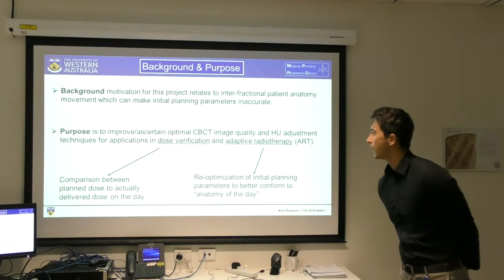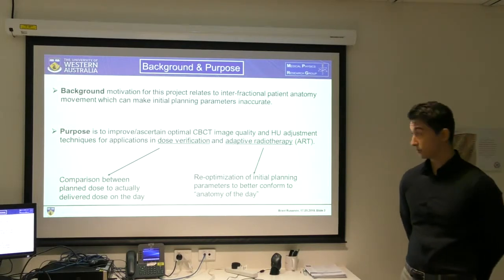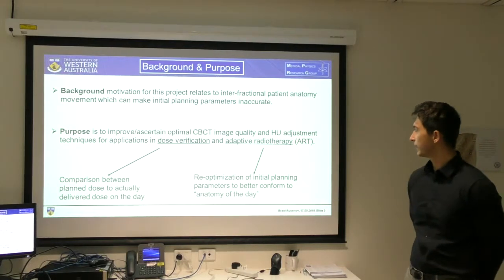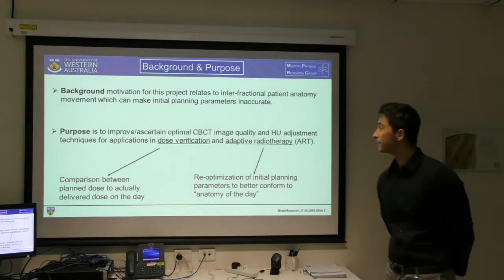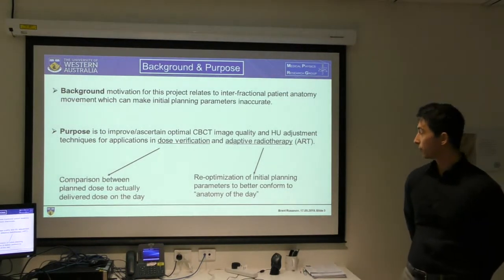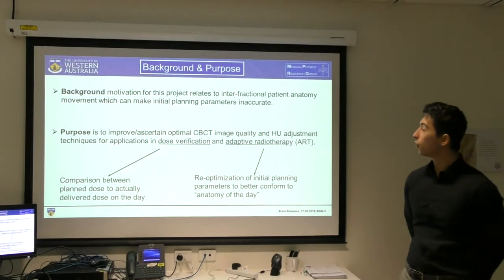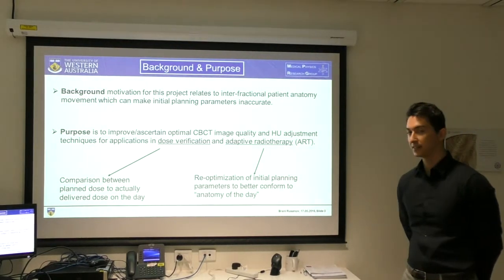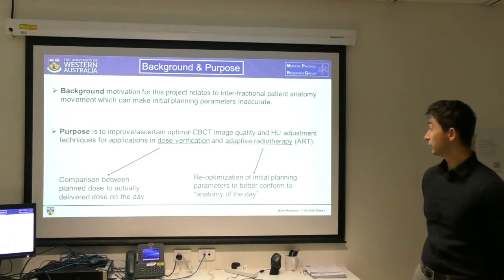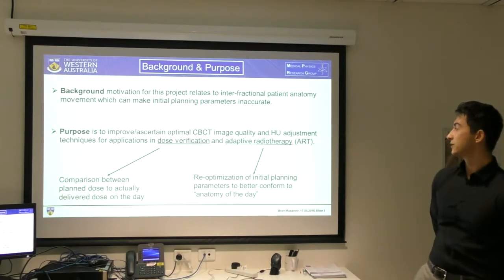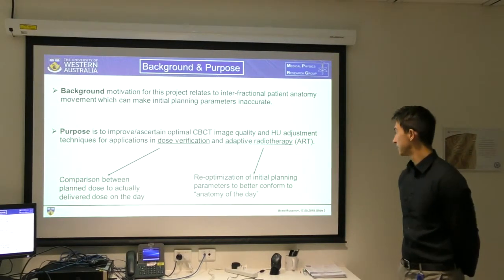So, the background motivation for this project relates to the interfractional patient anatomy movement, which can make initial planning parameters inaccurate. And the purpose of this project is to improve or ascertain the optimal CBCT image quality and HU adjustment techniques for applications in dose verification and adaptive radiotherapy.